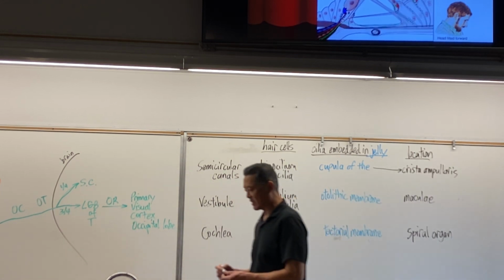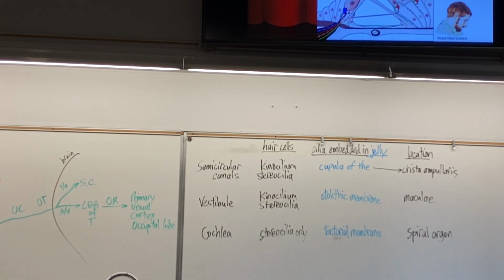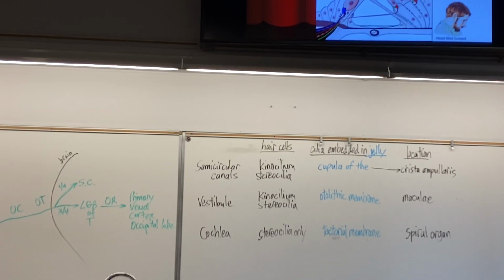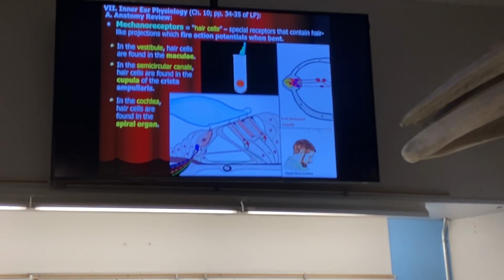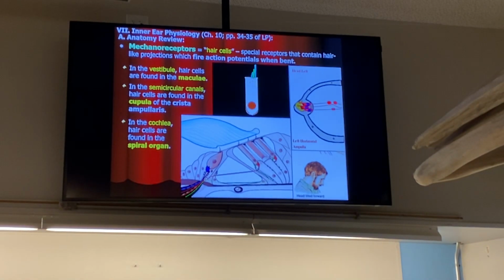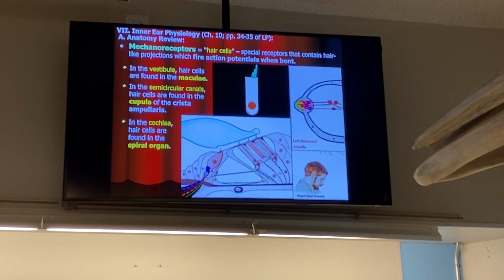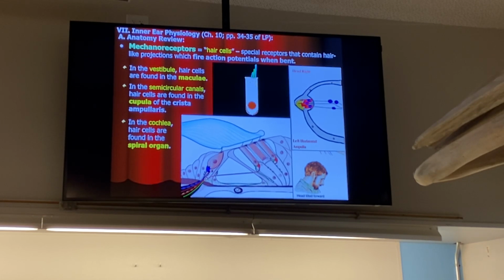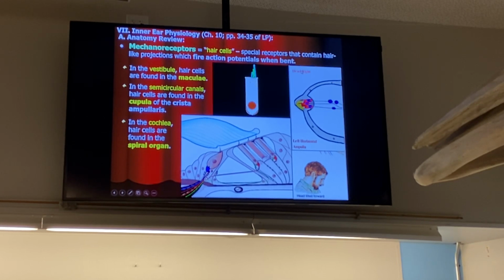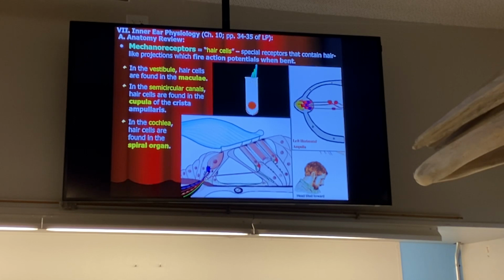So all three regions of the inner ear have some similarities. They have hair cells with cilia embedded in jelly. You just gotta know where they're located. Okay, so this is basically where they're located. The physiology is that if you bend the cilia, it's gonna convert it into an action potential firing rate. And maybe you should write that up here near the top where it says fire action potentials when bent. It's going to fire anyway. You're going to alter the action potential firing rate.